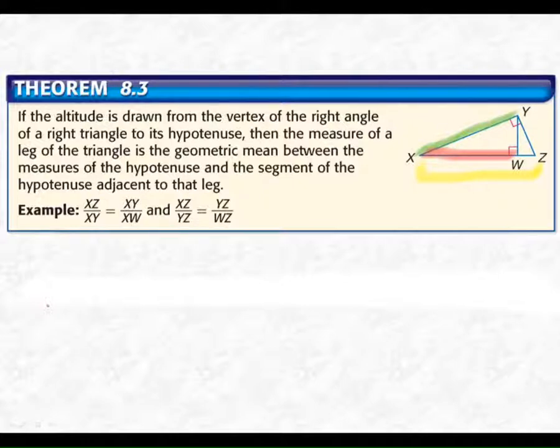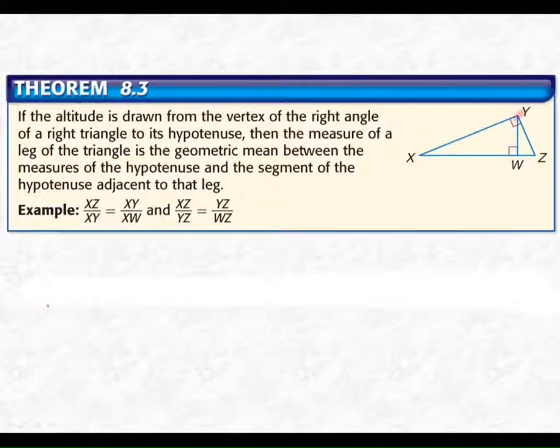Does that make sense? Okay. If you want to find this green piece, you take the geometric mean of the yellow piece, which is the entire leg, and the red piece, which is the piece of the hypotenuse that's adjacent to it. Remember, adjacent means next to, that touches that leg. The same thing goes for the other leg of the triangle.